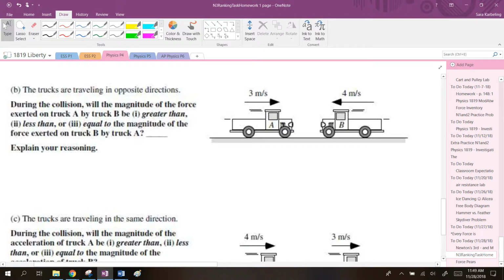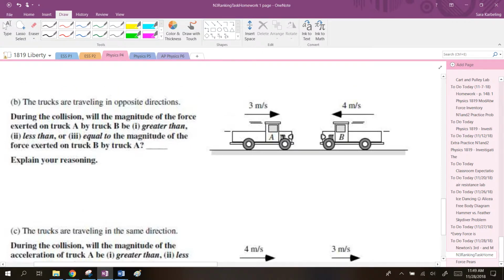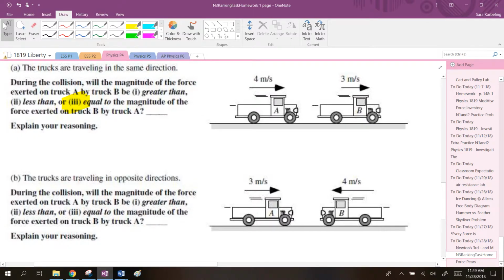Same. So we got a collision. What's the difference in this collision between A and B? So this one, we had a rear end collision, and this one's a head on collision. But it doesn't matter what directions they're moving at all. It just says the magnitude of the force on A by B and on B by A are equal. Boom. So, could we explain it?